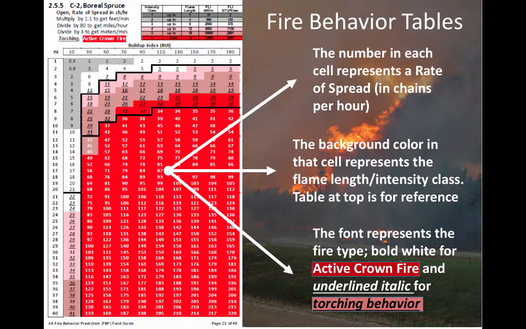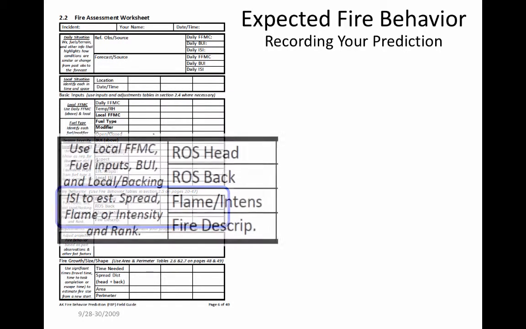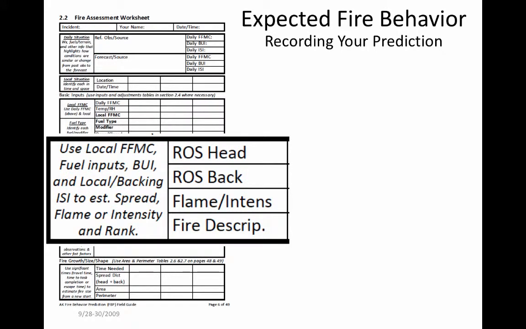And the way the number is printed represents one of three classes of fire behavior: surface in black, torching in underlined italics, and active crown fire in bold white print. From the fire behavior table, you will want to note your estimated fire behavior on the worksheet. The fire behavior section is here in the worksheet.